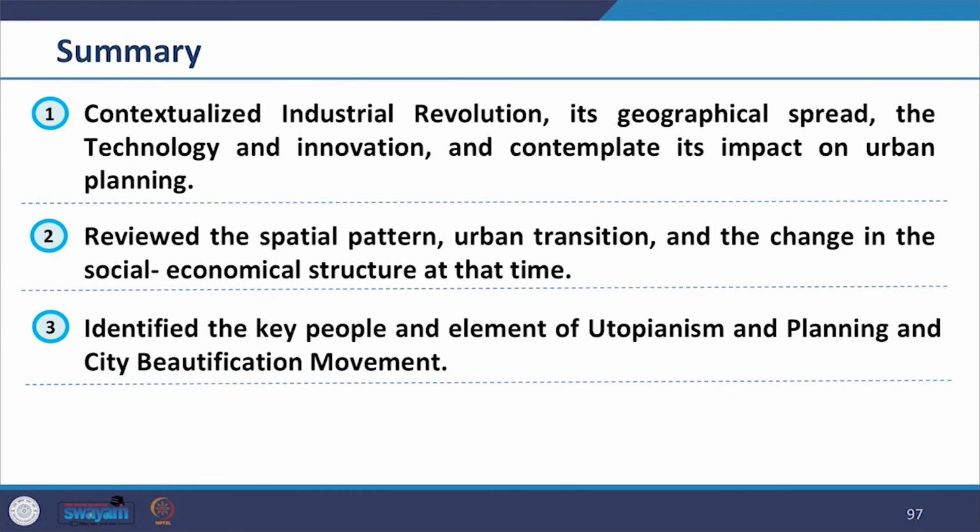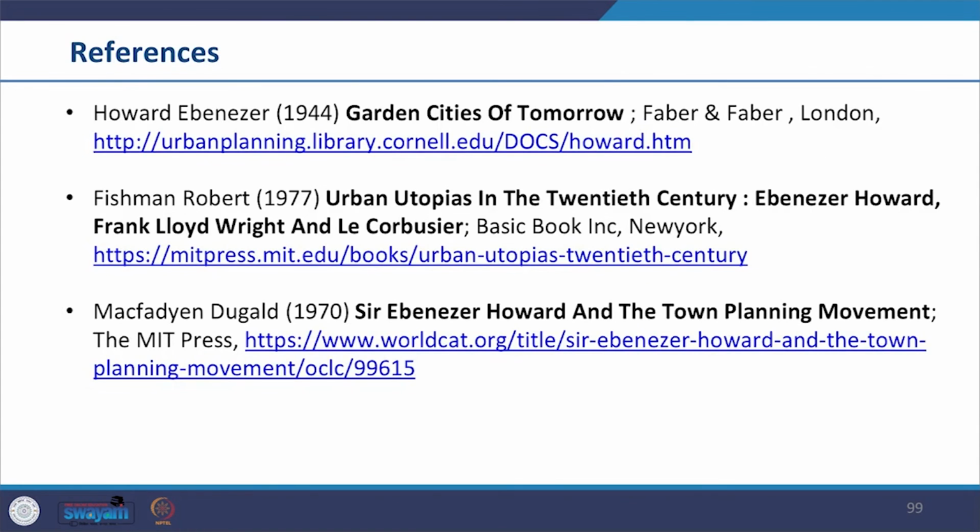Further, you also saw key people and elements of utopianism, and you looked at the city beautification movement, where we looked at how our living spaces need to be beautiful, as we had experienced during our industrialization period how things were getting ugly and dirtier. So, in today's lecture, we saw the growth of the Industrial Revolution and how it impacted the planning framework. So, that was our coverage for today.